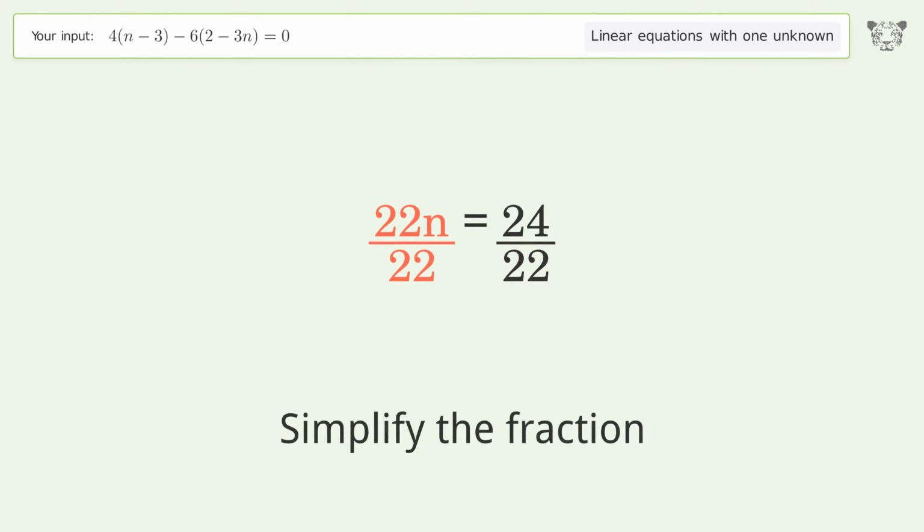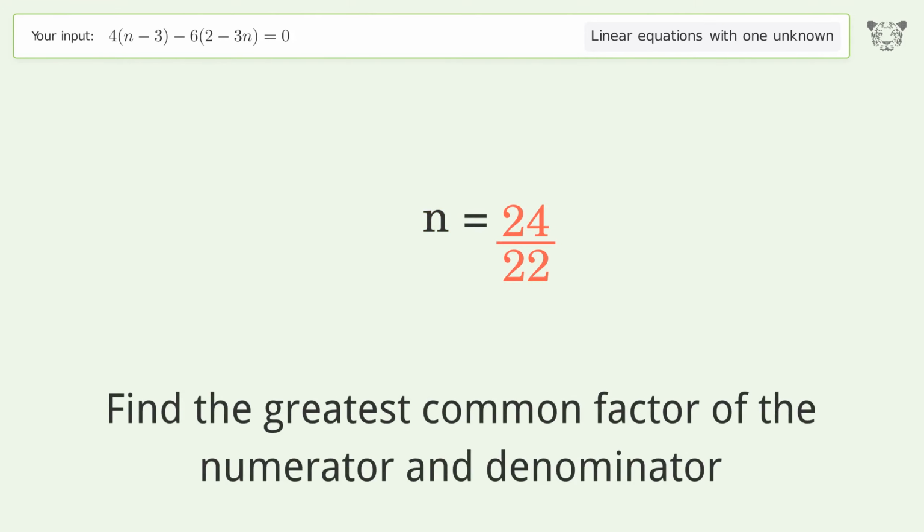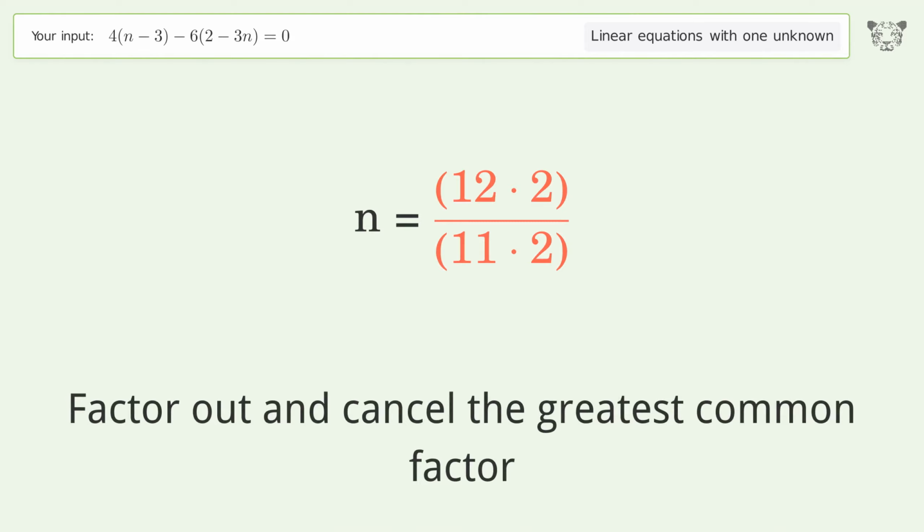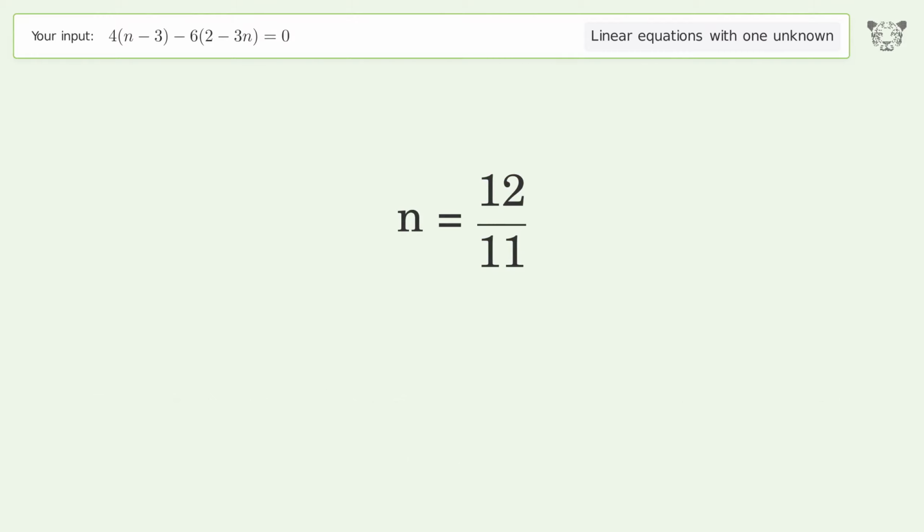Simplify the fraction. Find the greatest common factor of the numerator and denominator. Factor out and cancel the greatest common factor. And so the final result is n equals 12 over 11.